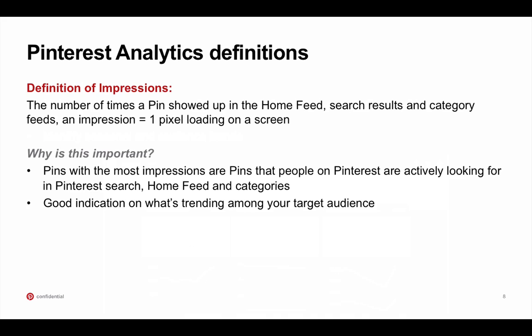Want to make sure that we cover the basics with definitions. So on Pinterest, an impression is defined as one pixel of a pin loading on a screen. More high level, this is defined as the number of times your pin has showed up in a home feed, search results, or category feed. And this is important because the more impressions your pin is receiving, the more people are actually looking for that pin in search, home feeds, and categories. So it's a really good indication of what's trending in your target audience.